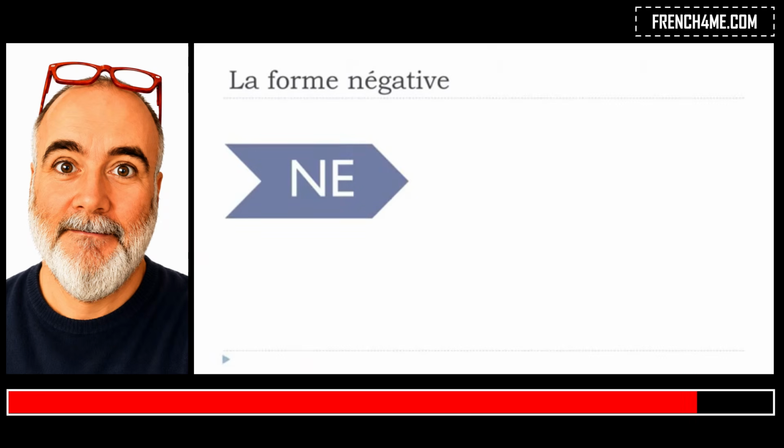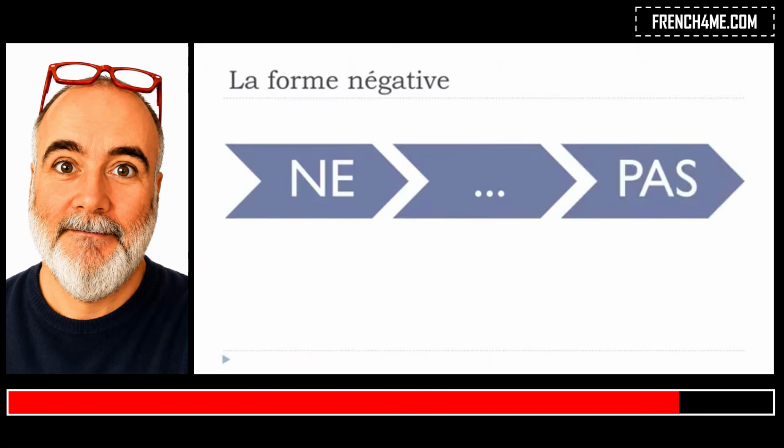The first one is ne, and then you get your verb, and right after your verb, you will have to put this pas. Okay, so first ne, then the verb, and after that pas. We write it PAS, but as usual, the final S is not pronounced, so it's pas.